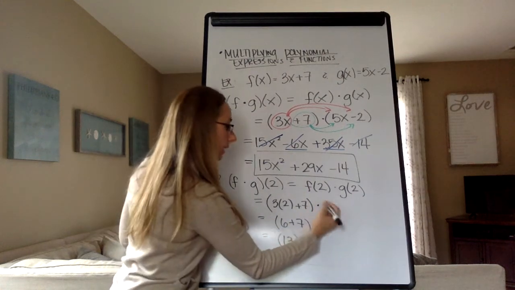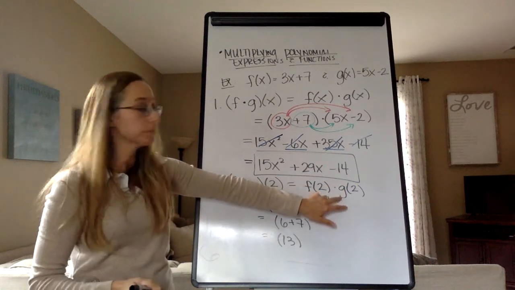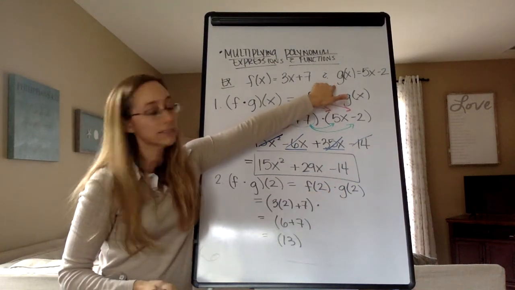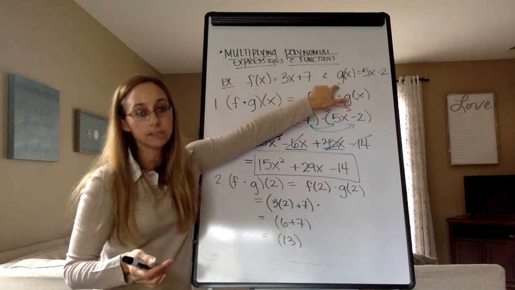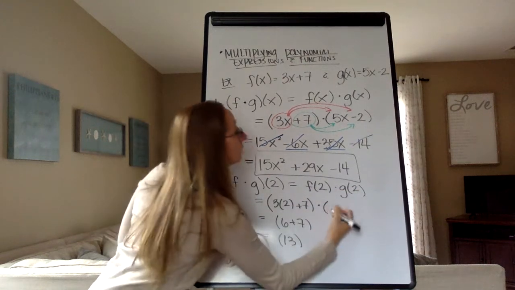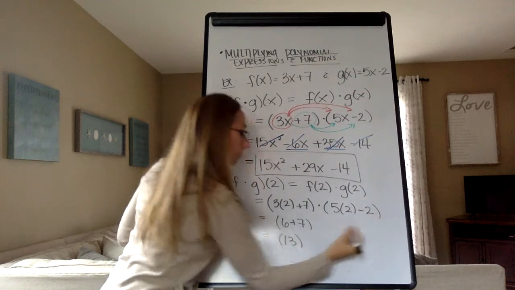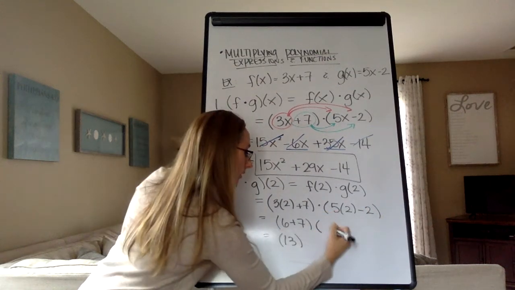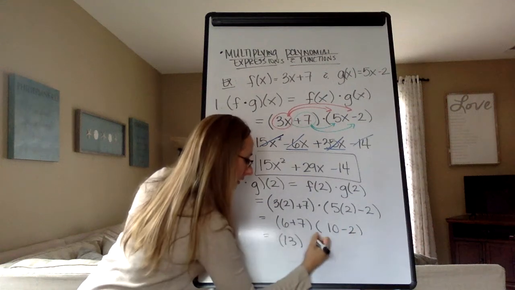Okay, that multiplied by g of 2. So now we're plugging in 2 into our g function. g of x is equal to 5x minus 2. So we're going to plug in 2 for x into our g function and evaluate the function when x equals 2. So we have 5 times 2 minus 2. 5 times 2 is 10, 10 minus 2 is 8.